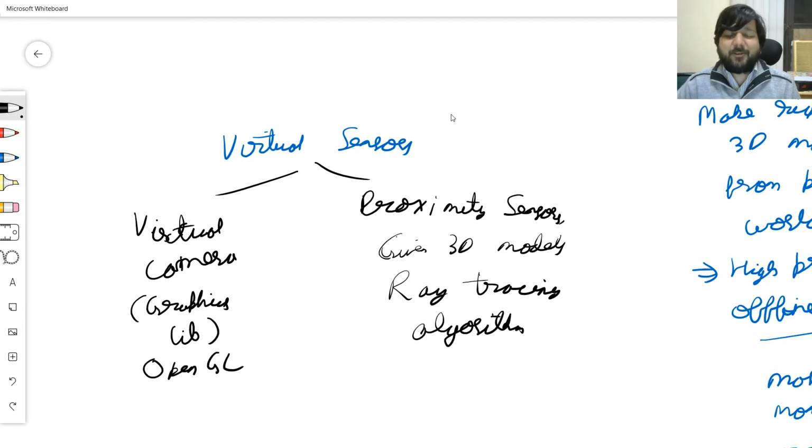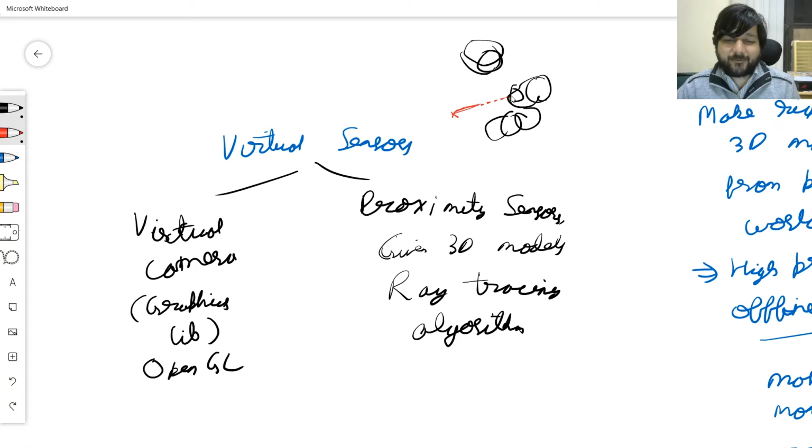So the ray tracing algorithm asks for the position of the ray, the direction of the virtual ray. So it takes as input the position of the virtual ray, the direction of the virtual ray, and all the 3D models which are around. And it gives you where this laser ray or this ray strikes and comes back.